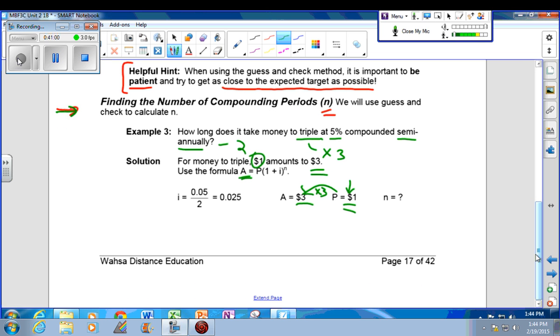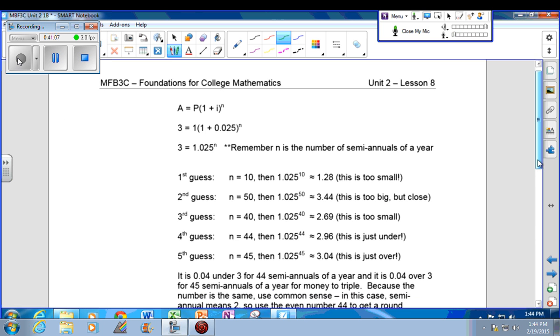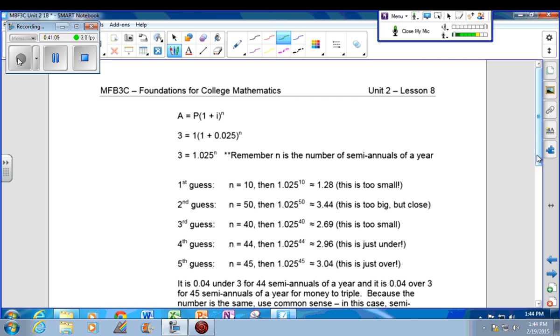So we're going to find out n here. We're going to plug in everything we know. We want the 3 as our amount. We want the 1 as our principal. And how do we work out our i? Well, it was semi-annual, which is 2 compounding periods per year, and the interest rate is 5%, 0.05. Watch that leading zero. We know it has a 0 to the right of the decimal because the interest rate is less than 10. We'll always have that 0 there.